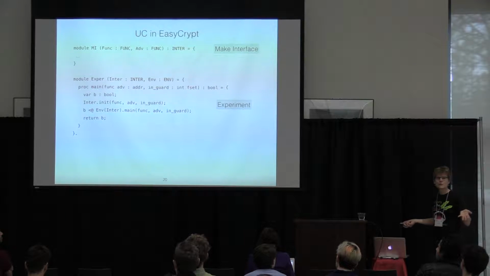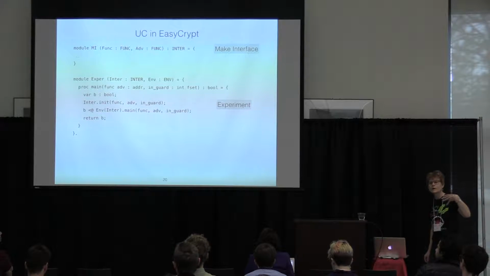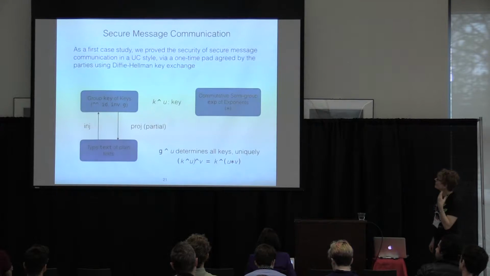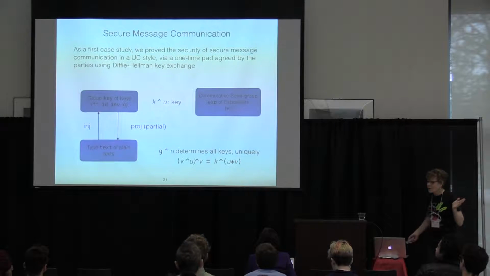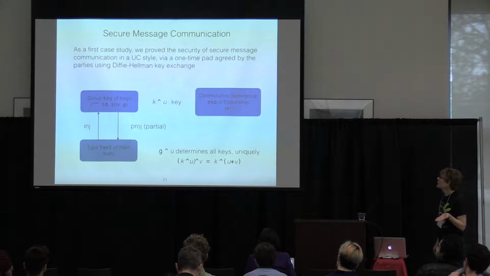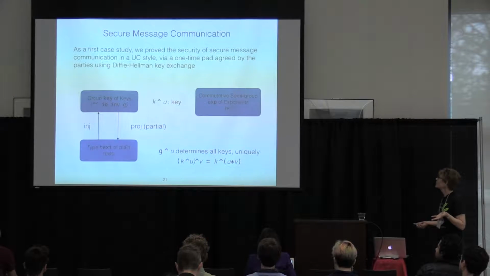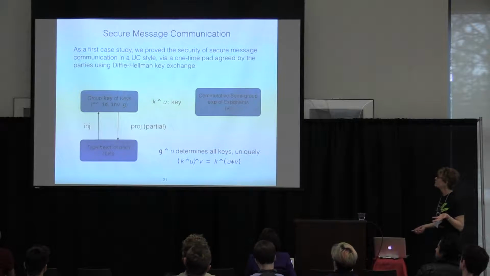So a kind of typical setup in EasyCrypt, apart from the fact that the environment is really driving the entire computation here. So how are we testing what we're doing? Well, I just finished a first case study, proving security of secure message communication in a UC style via one-time pad encryption, where the one-time pad is agreed by the parties using Diffie-Hellman key exchange.